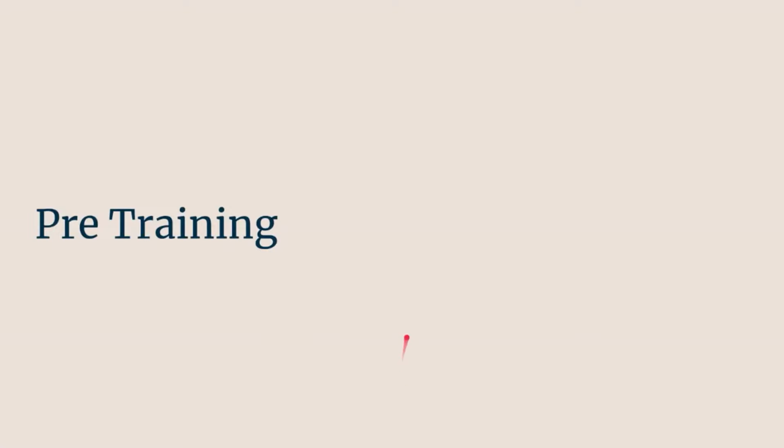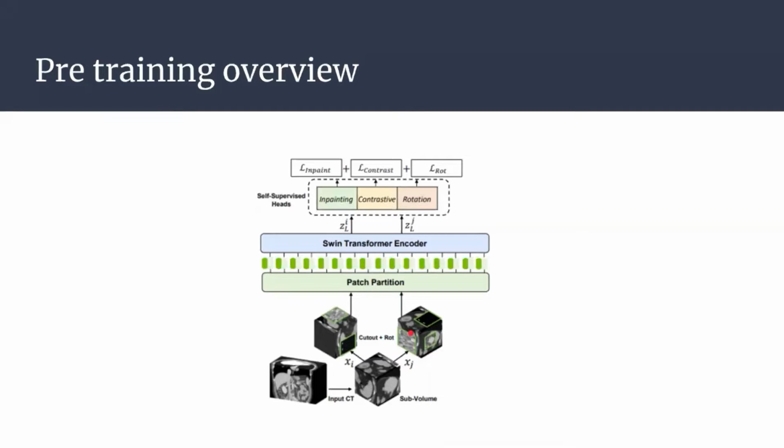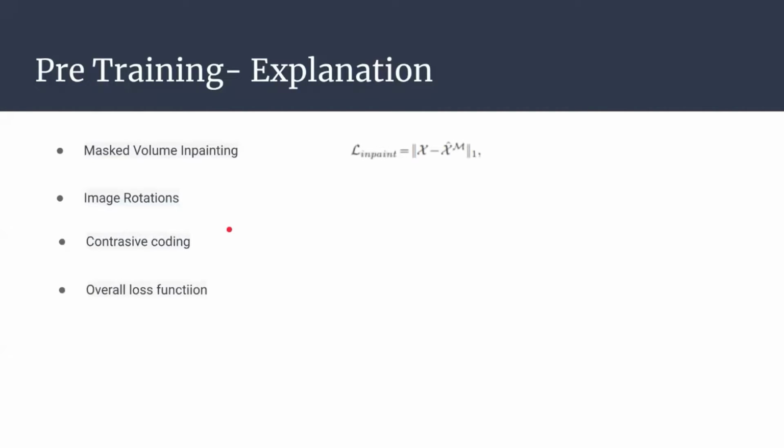So now we talk about pre-training. The Swin UNETR encoder is pre-trained with multiple proxy tasks such as masked volume inpainting, image rotation task, and contrastive coding, on 3D tokens. Three additional projection heads are attached to the encoder during pre-training, and they compose a loss function that consists of all these 3 proxy tasks. So something like this.